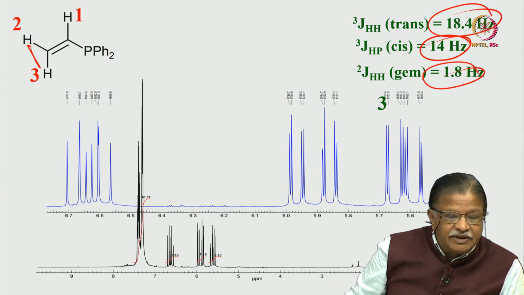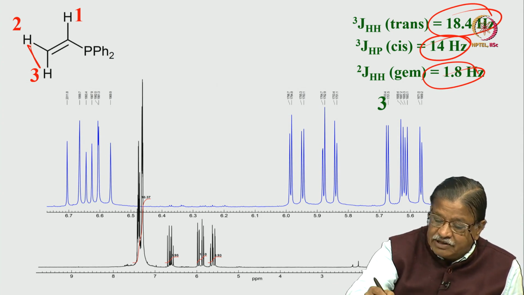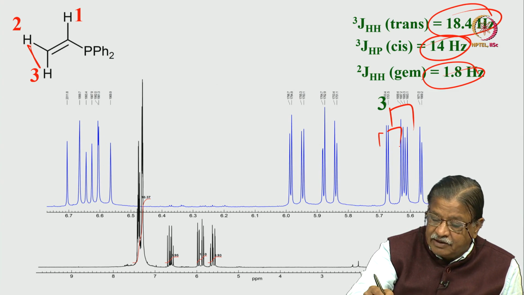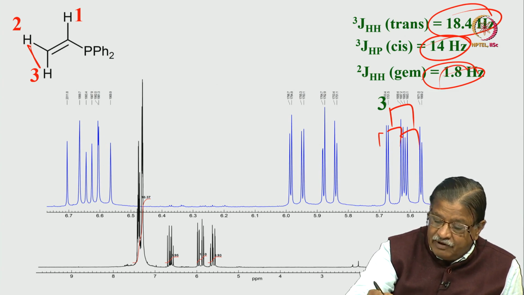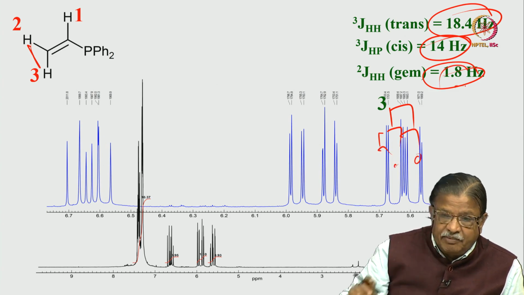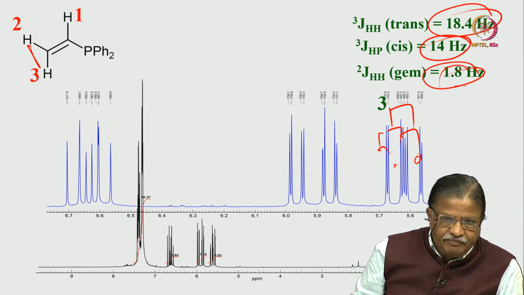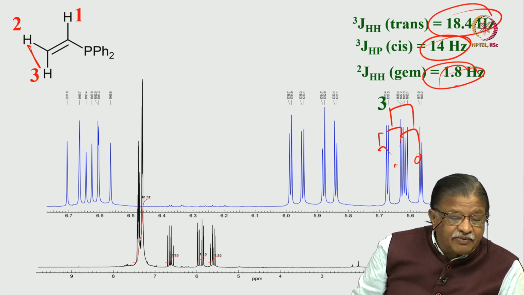So, very easily you can see this is going to be a broad first doublet, and each line of this doublet is further split into lengths, and then they will further split because of geminal coupling. It is an 8 line pattern, DDD, correct. What is the next one?